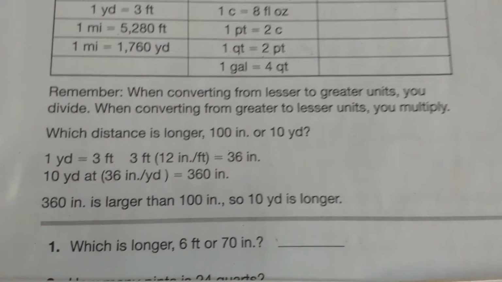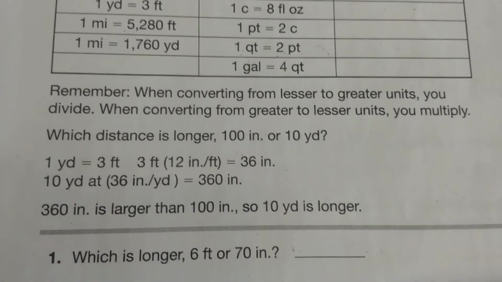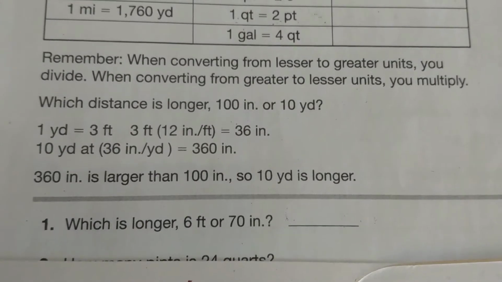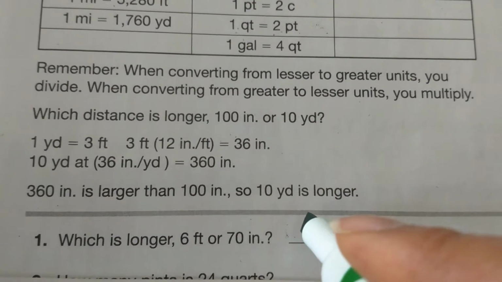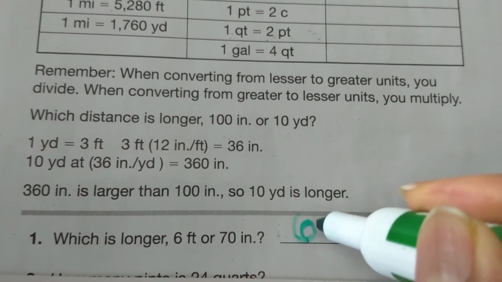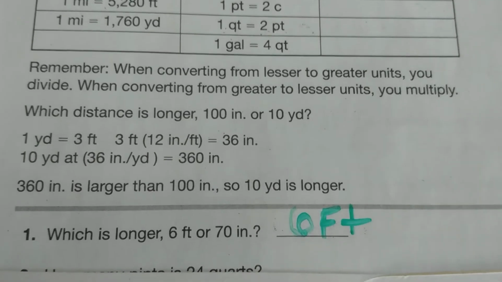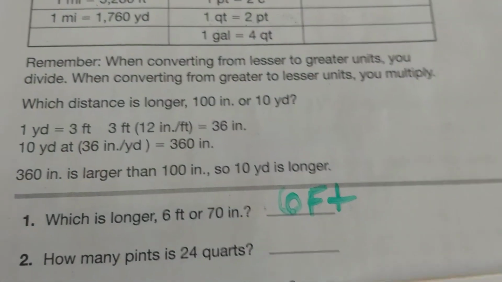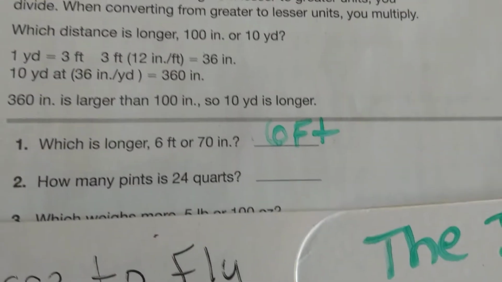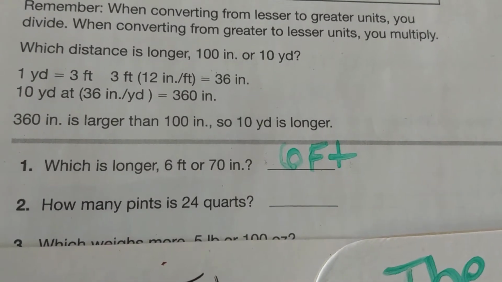Looking at which is longer, 6 feet or 70 inches. And of course, 6 feet is longer. So I wrote that on my paper. You should write it on yours as well. Okay, so we're on page 231 still. How many pints in 24 quarts?